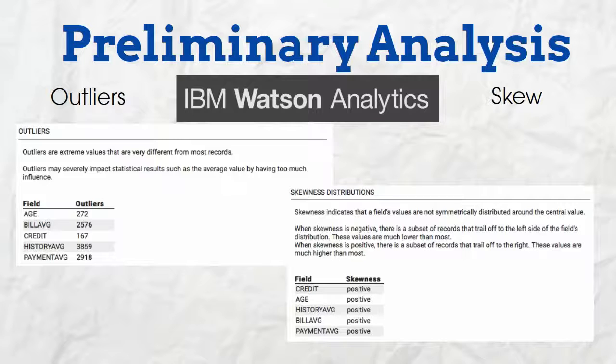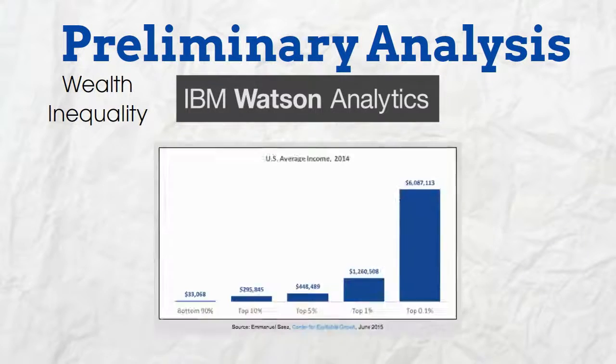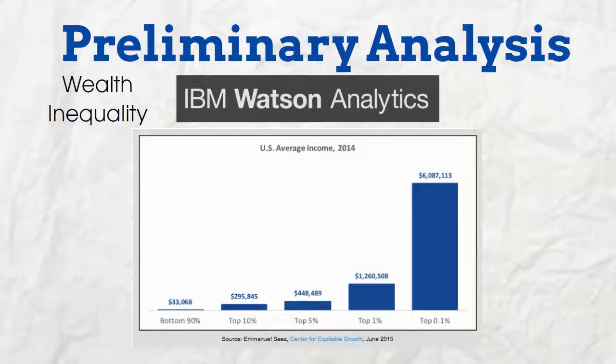Because of these outliers, the variable distributions are skewed positive, which means their tail trails off to the right. And because the skew is positive, this indicates that the outliers are in the upper end of the spectrum. This makes sense considering global wealth inequality. As you can see, the top 0.1% has much more income than the rest of the population. This means they're outliers who skew the distribution of income to the right.